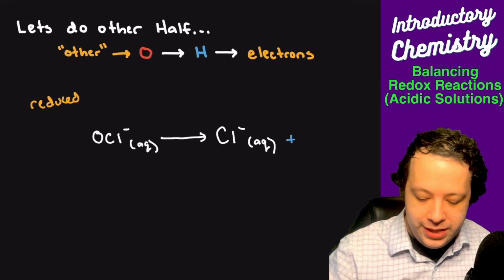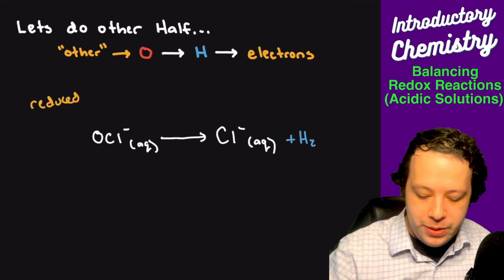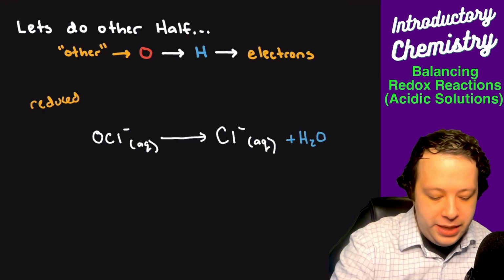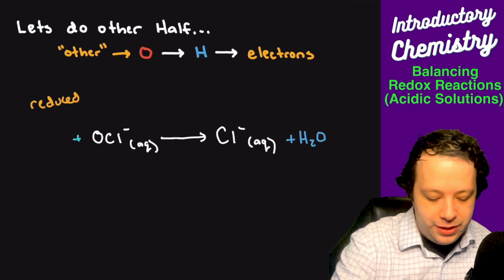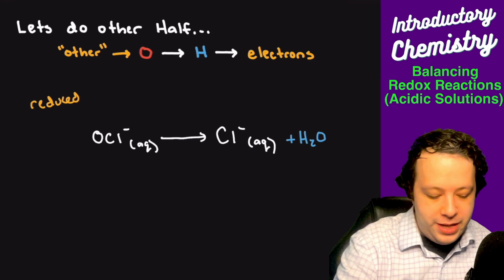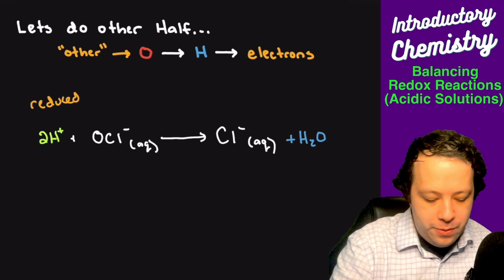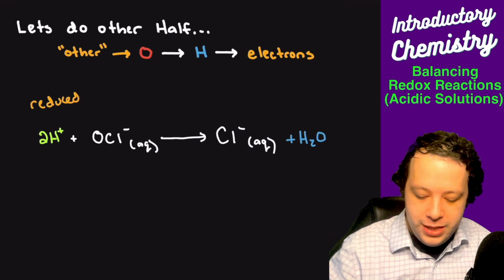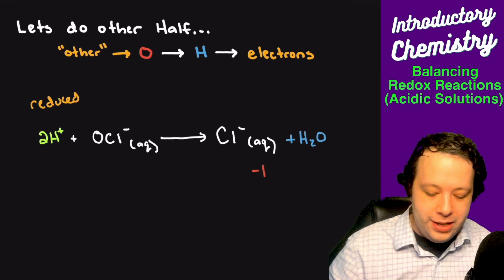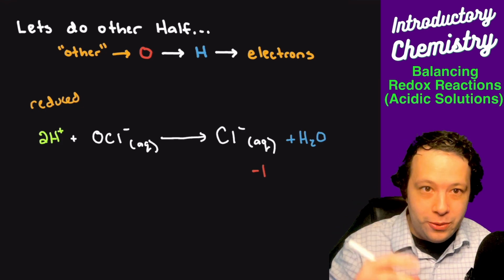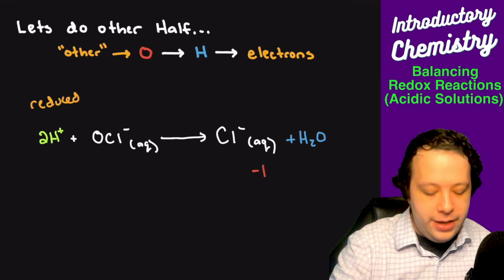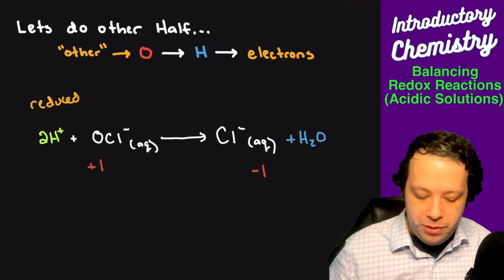On the left-hand side, I have 1 oxygen. So what do I have to do? I have to add 1 water to the left. Being that I added that water, I also have to balance my protons, so I'm going to add 2 protons to the left-hand side. Now we're going to check our electrons, which is our overall charge. On the right-hand side, I have -1 because I have that 1 chlorine. And on the left, I have 2 protons, so 2 plus, and then a negative. That means I have a total of +1.